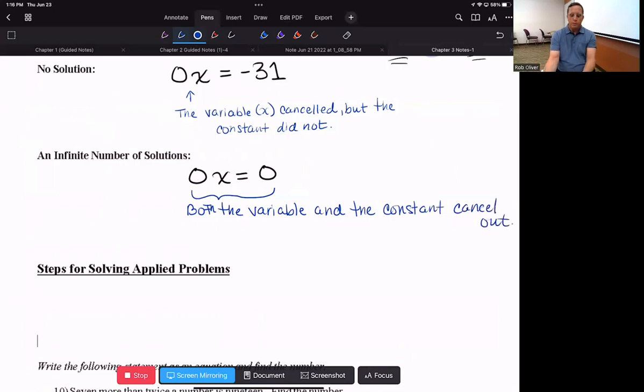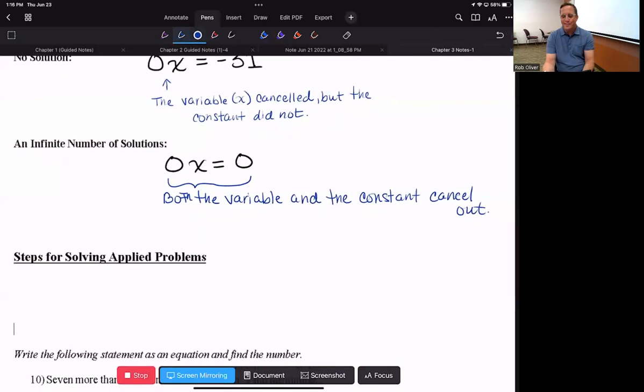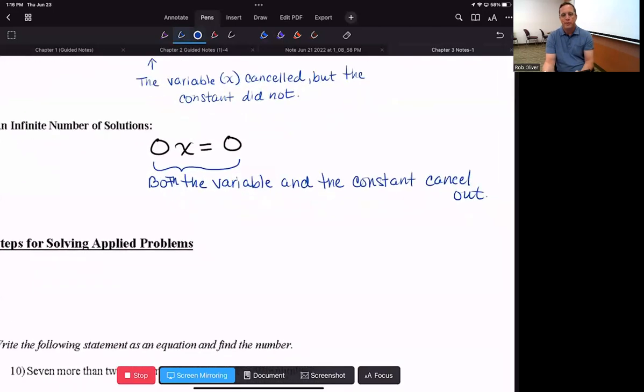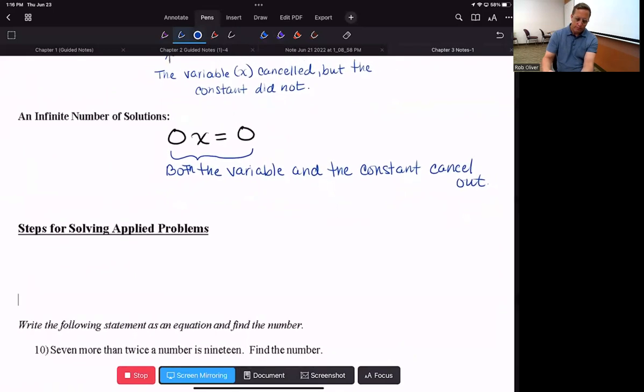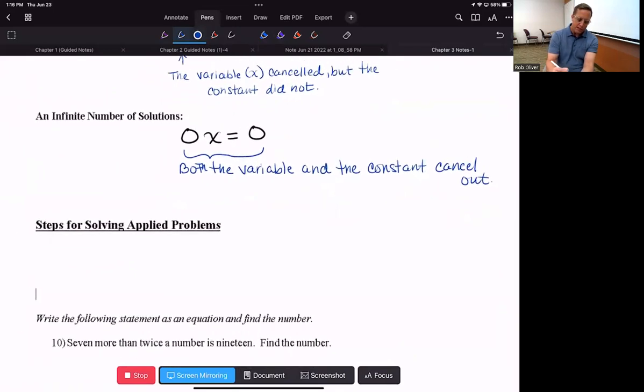All right. So both the variable and the constant cancel each other out. Cancel out. So you have 0x equals 0. Alternative way of seeing this might be, you might see it like 5x plus 1 equals 5x plus 1. Right? Both sides of the equation are exactly the same. They're exactly the same.